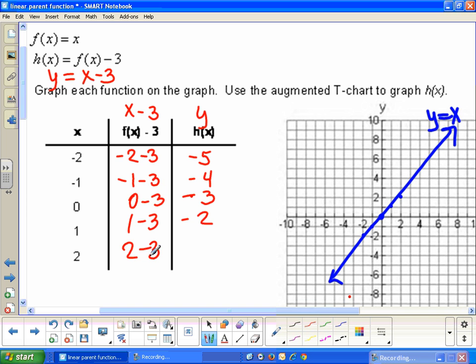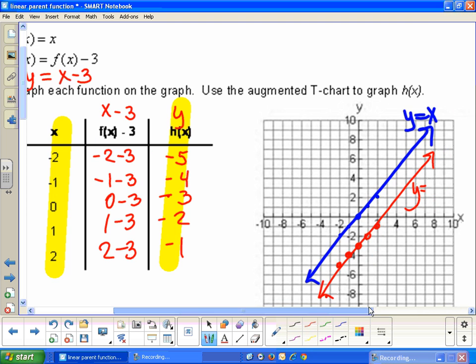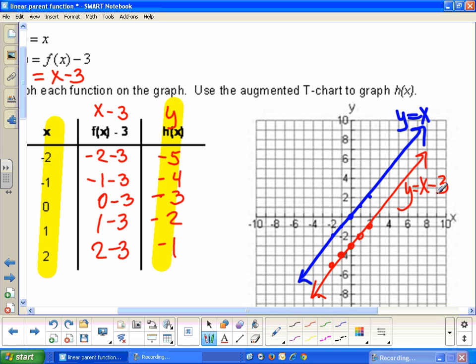2 minus 3. Because what you're doing is you're taking these x's, putting them in place of x in your equation, and you're filling them in. So we only want to graph x and y. That middle column is just to help you think about it. So we've got negative 2, negative 5. Negative 1, negative 4. 0, negative 3. So on. And this is our line. Y equals x minus 3.